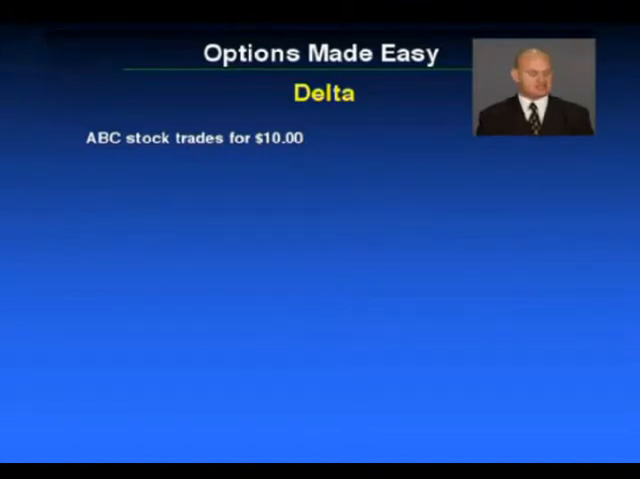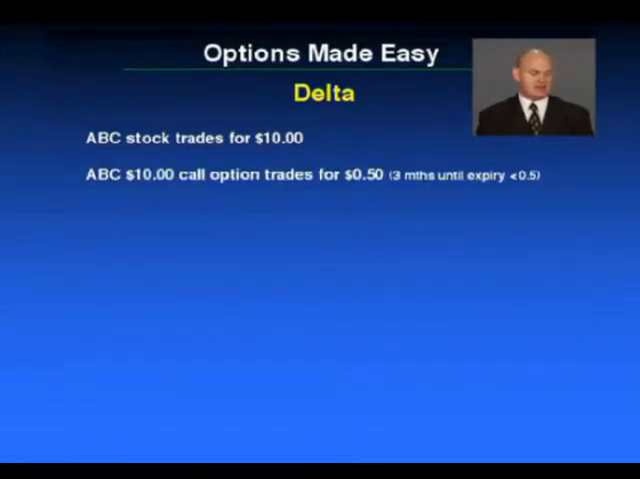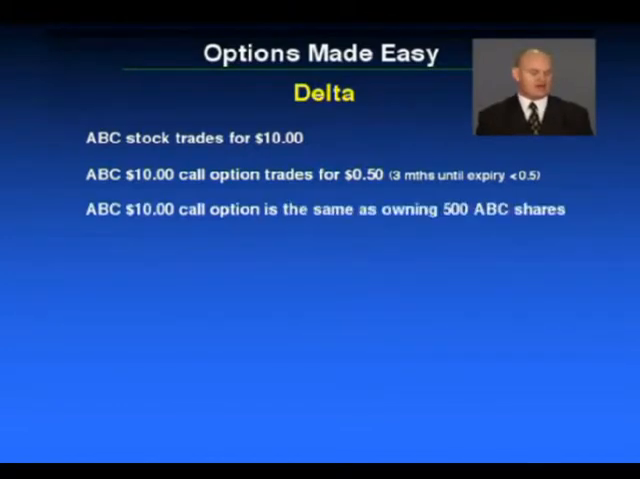So here we have our ABC stock. It trades for $10. The ABC $10 call option trades for 50 cents, and we have 3 months until expiry, and our delta is 0.5. Now the ABC $10 call option is the same as owning 500 ABC shares at that point in time. Now remember, one options contract equals 1,000 shares. So if you exercise the options contract, you will then have the right to buy 1,000 shares. But at the point that you've just bought the option, it is equivalent, in this example, of owning 500 shares.